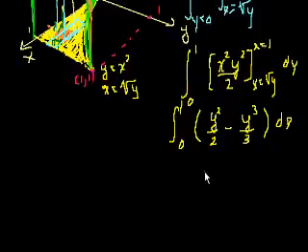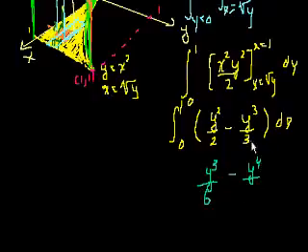Well, the antiderivative of y squared is y cubed. Then you have to divide by 3, so it's y cubed over 6, minus y to the fourth. You have to divide by 4, minus y to the fourth over, did I mess up someplace? Oh, wait, how did I get a 3 here? That's where I messed up. This is a 2, right?